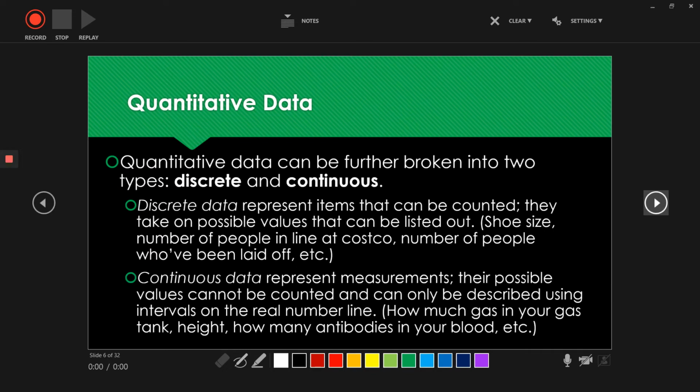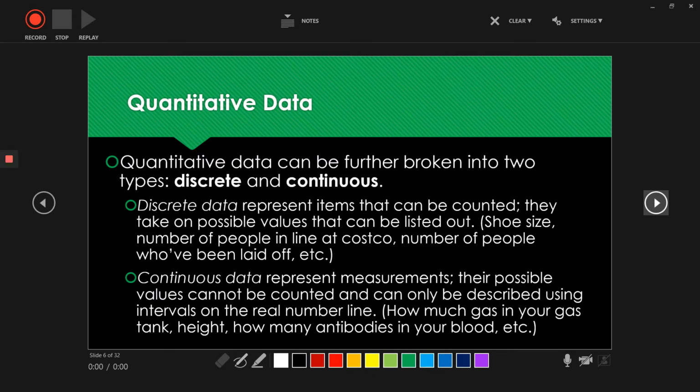So quantitative data then has two more forms, discrete and continuous. So think about counting numbers versus decimals and fractions. Discrete data is like your counting numbers, like your shoe size, number of people in line at Costco, number of people who've been laid off. Whereas continuous data could also include fractions and decimals, right? So we can't perfectly count them.